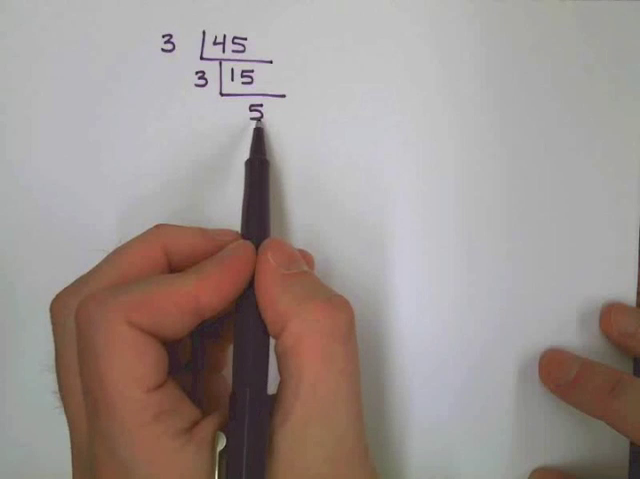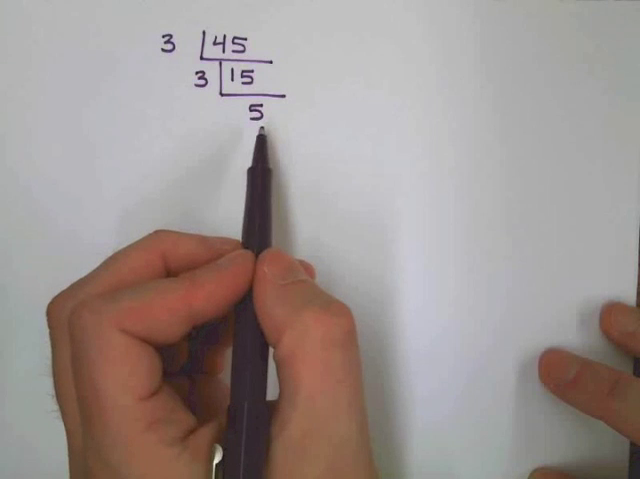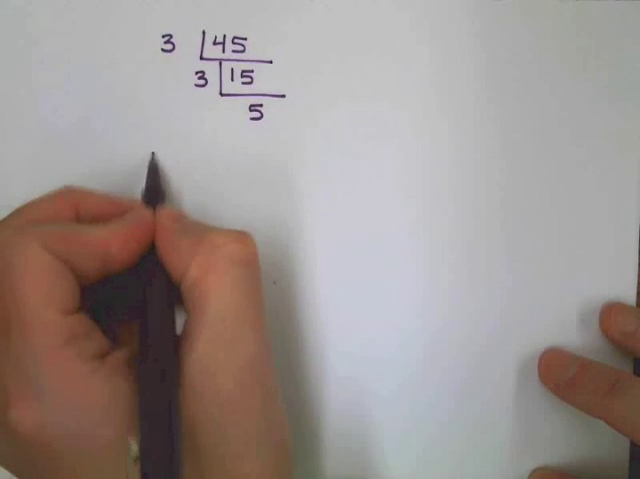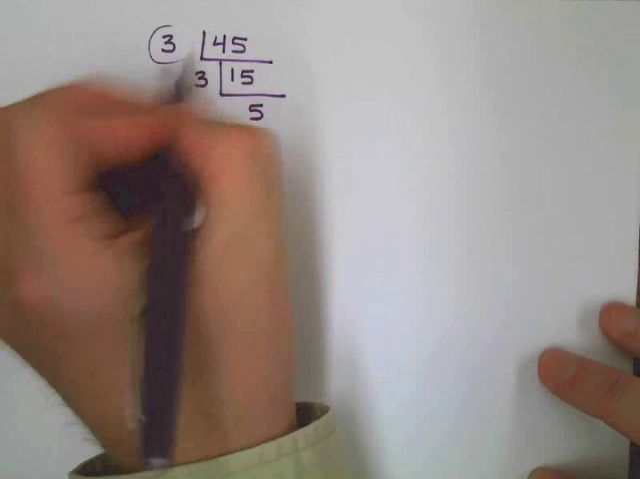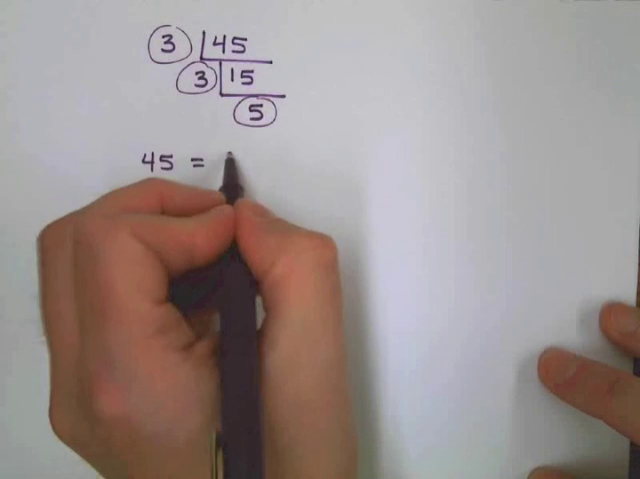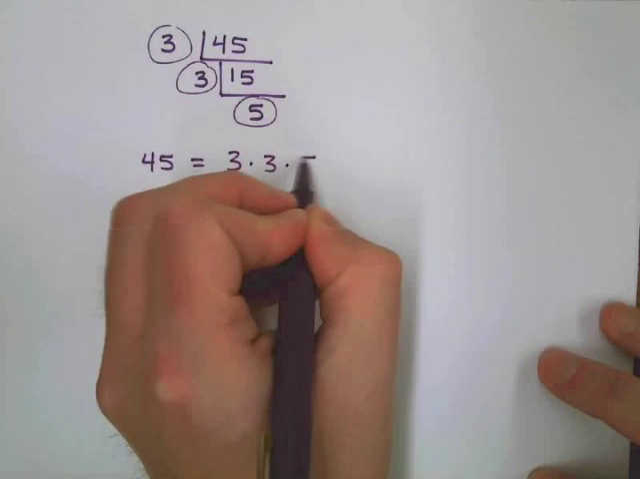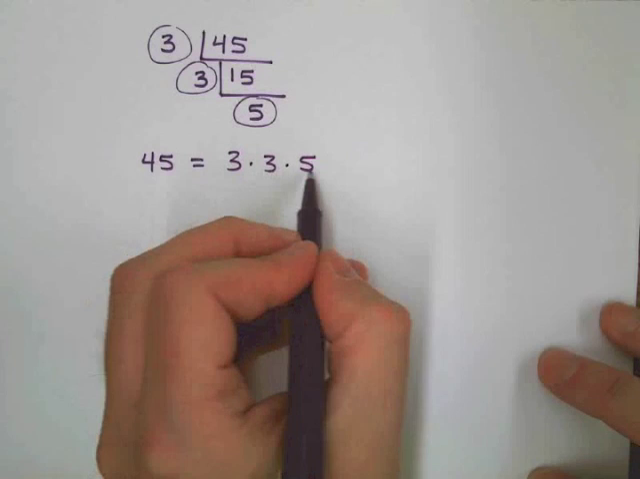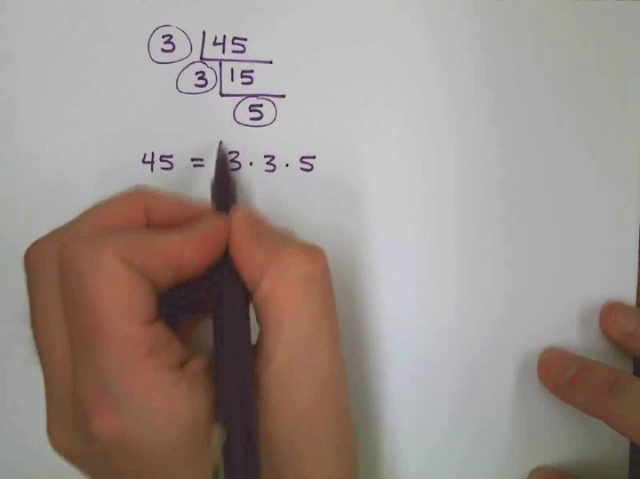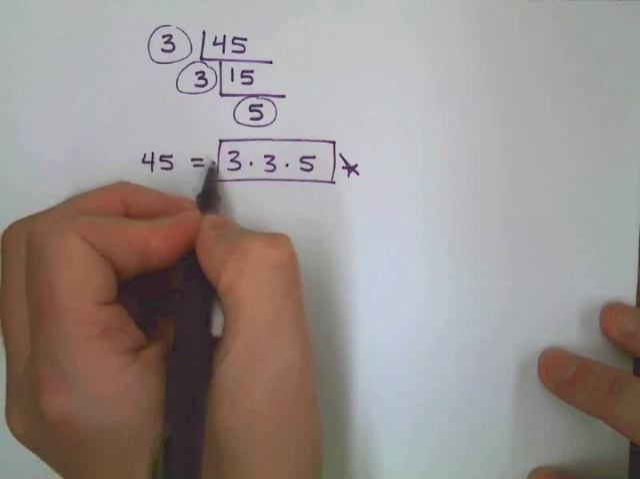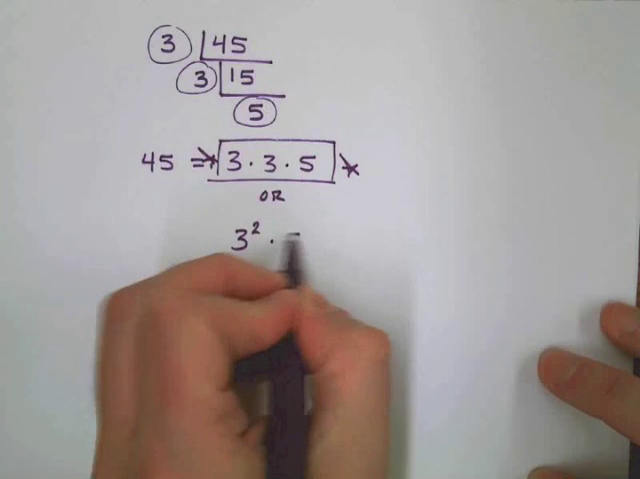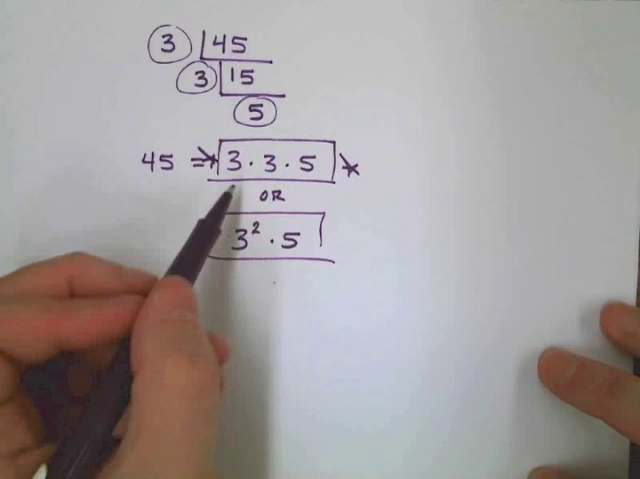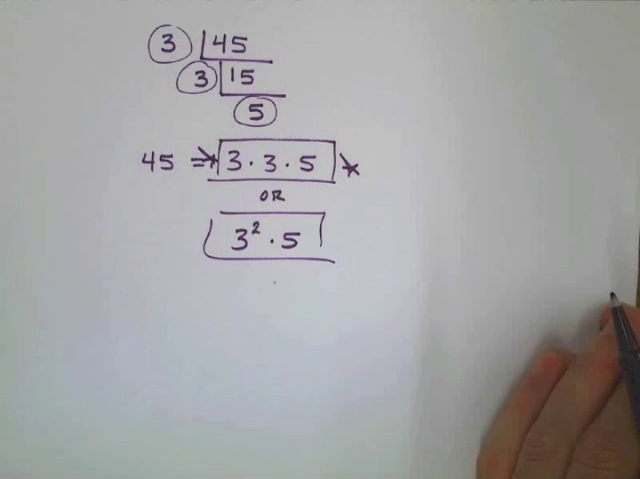Now at this point, I'm going to check, is this a composite number? No, it's a prime number. So this is where I'm going to stop. I can say that my prime factorization of 45 is 3 times 3 times 5. 3 times 3 is 9, and 9 times 5 is 45. So this is my prime factorization of 45, or I could write it 3 squared times 5 using exponents. Either way is fine.